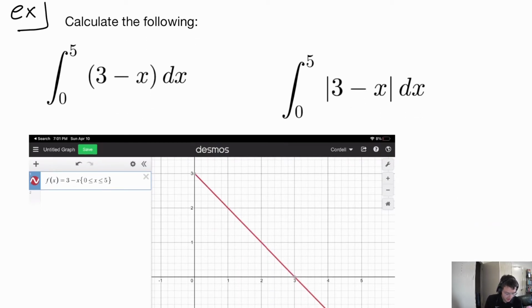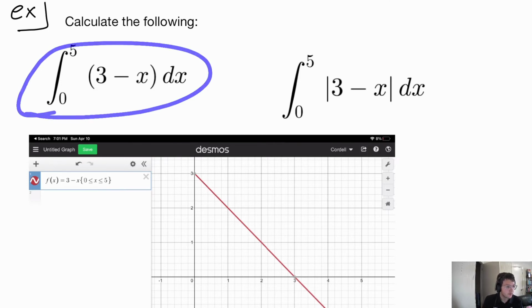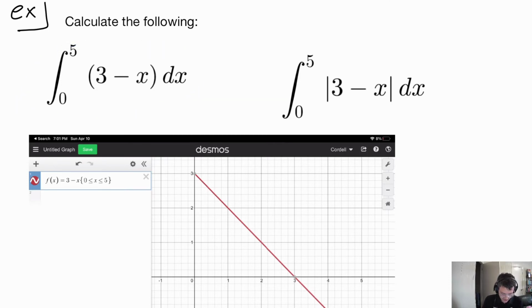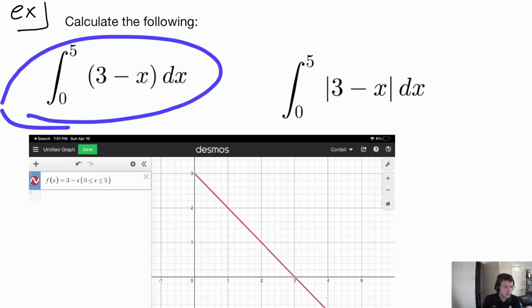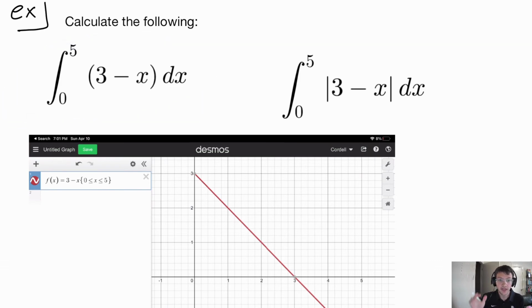Let's calculate the following: the integral from 0 to 5 of 3 minus x, and the integral from 0 to 5 of the absolute value of 3 minus x. What does this integral sign represent when we have these endpoints? It means find the area under the curve of 3 minus x between x equals 0 and x equals 5.